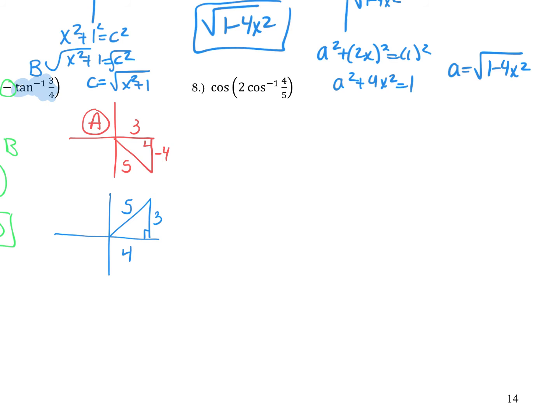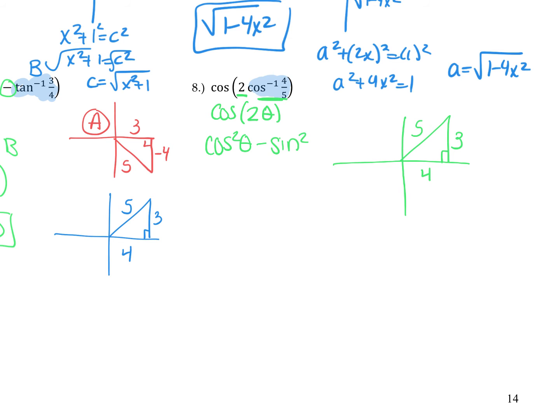Similarly, number 8, I have the cosine inverse of some value I don't know, so I'm going to draw a triangle for this ratio. So cosine's positive, so it will be in quadrant 1. I'm going to get a 3, 4, 5 triangle again. Now I'm going to do cosine of a double angle, because that's what this 2 means, double of this angle. So cosine double angle has a couple formulas. I'm going to use cosine squared minus sine squared. So cosine of the triangle would be 4/5 squared. Sine of the triangle would be 3/5 squared. So I'm going to have 16 over 25 minus 9 over 25, which would give me a final answer of 7 over 25.